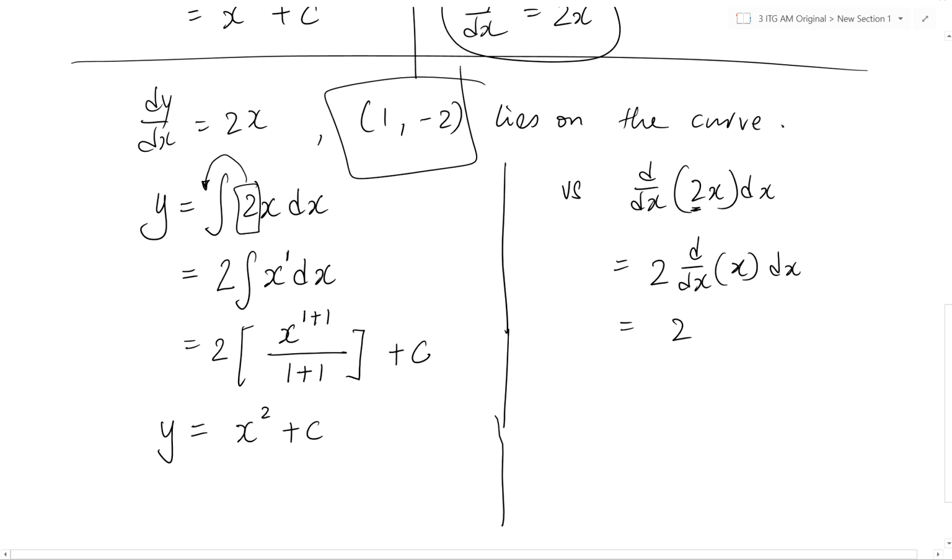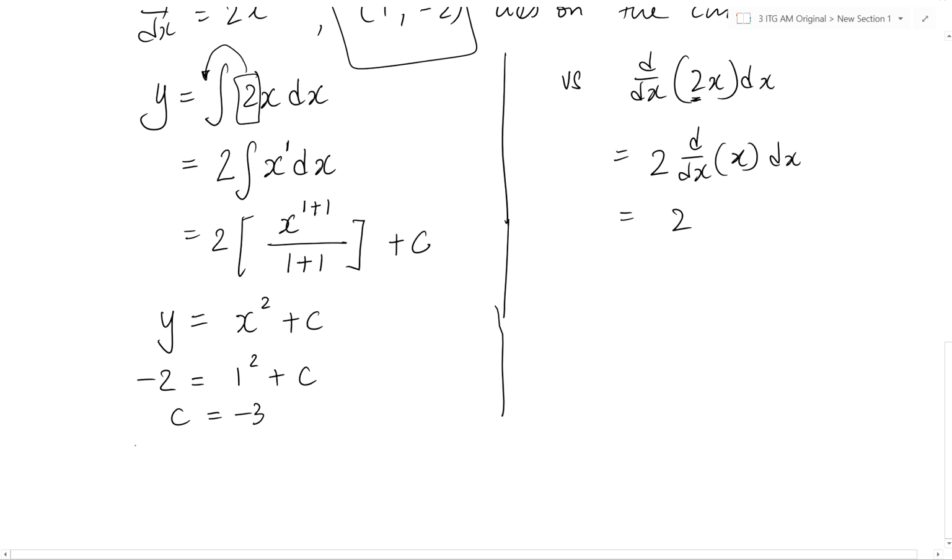This is our y expression now. But they also tell us that, hey, when x is equal to 1, y is equal to negative 2. So let's do the substitution. 1 squared plus c. So in this case, c is going to result in negative 3. In other words, y is going to be x squared minus 3.